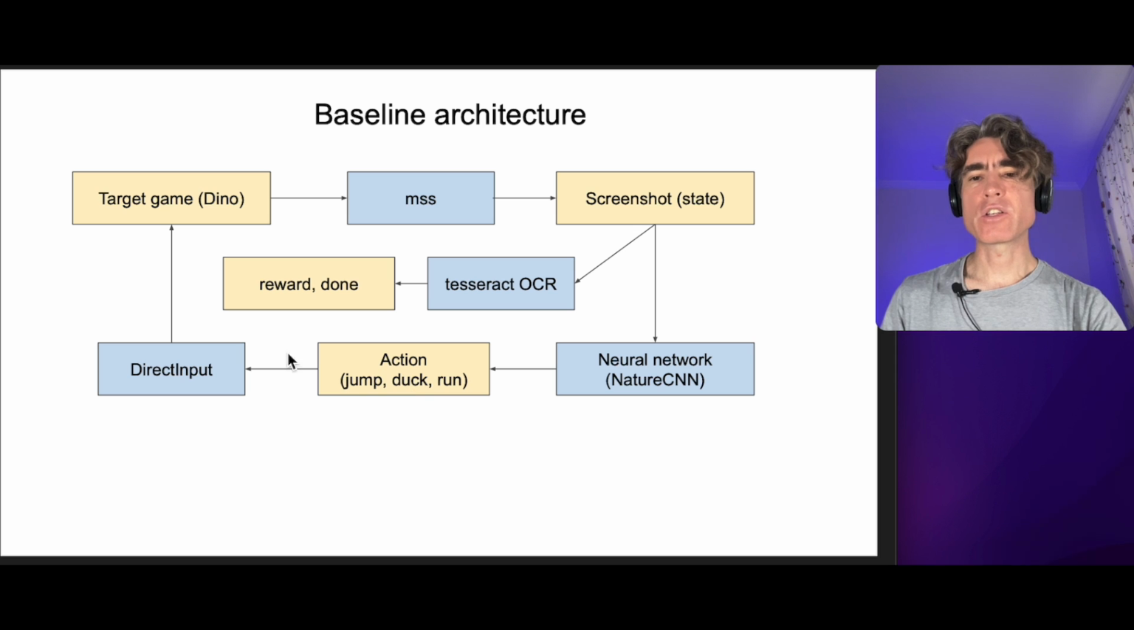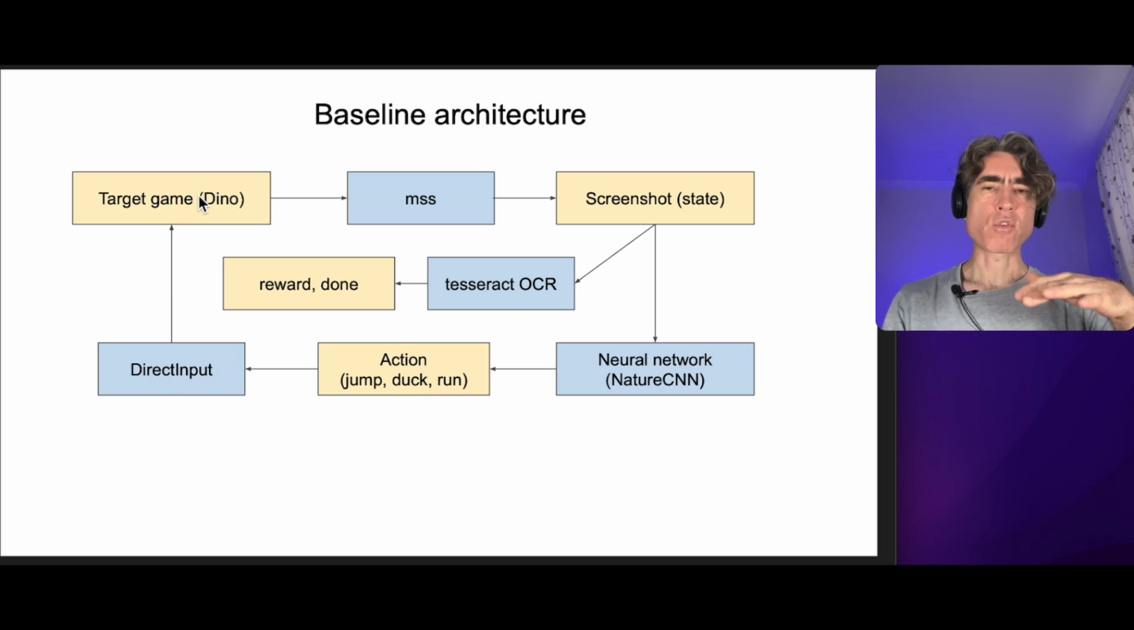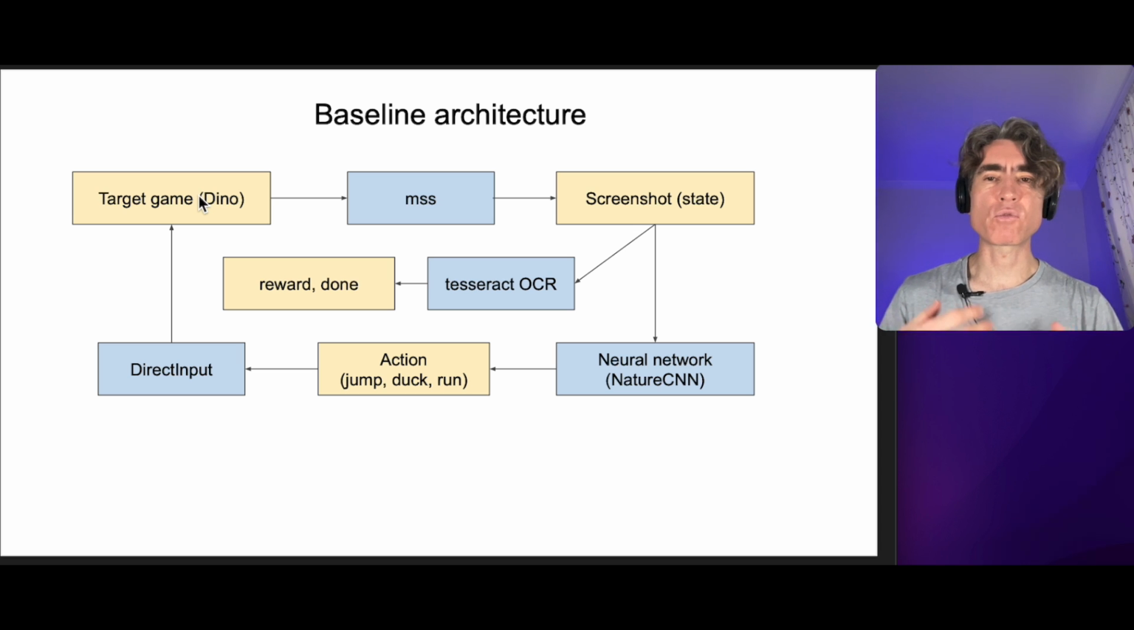Then this action is given to direct input, and direct input can directly press keys. In this case, direct input is going to press the space bar if Dino jumps, or press the down key if Dino ducks, or do nothing if we're choosing to do nothing. And we also need the reward and the done. That comes from Tesseract OCR.